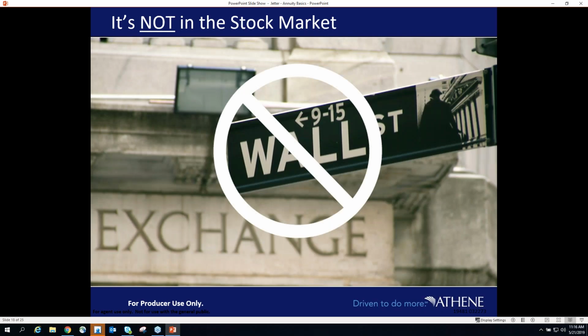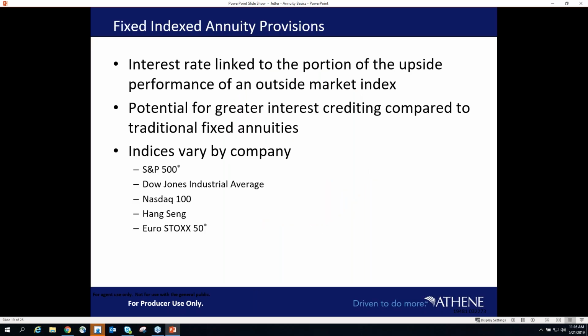Minimum guaranteed value is declared at contract issue and applicable for the life of the contract, and may be set by a formula. So just to go over our main product line, which is fixed indexed annuities, it is not invested in the stock market. That's a misconception sometimes, that folks think that fixed indexed annuities actually invest in the index. It is not invested in the index. We actually are just tracking an index to give the clients an interest rate.